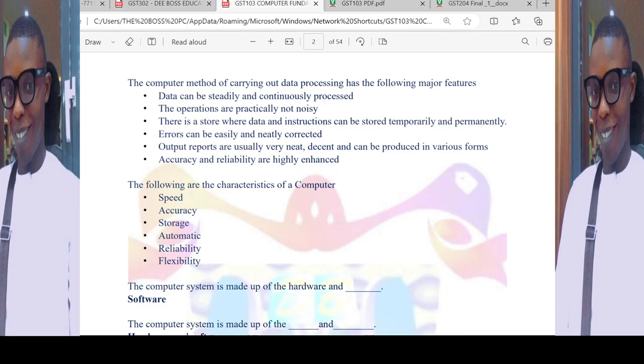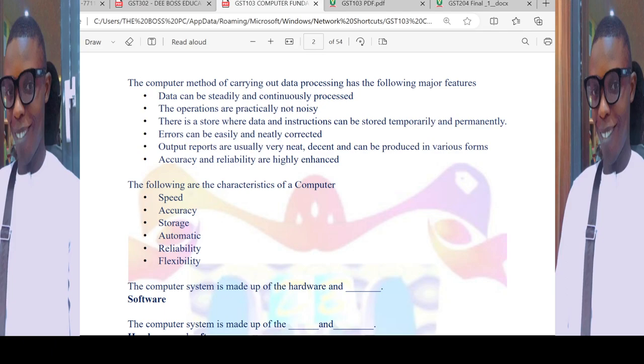Unlike when you are doing it manually, let's assume you are using a piece of paper to write. If you make a mistake, you cancel, it becomes rough. You might even have to condemn that particular sheet and get something clean and start all afresh. So that is how it is. All right. Output reports are usually very neat, decent, and can be produced in various forms. Accuracy and reliability are highly enhanced.